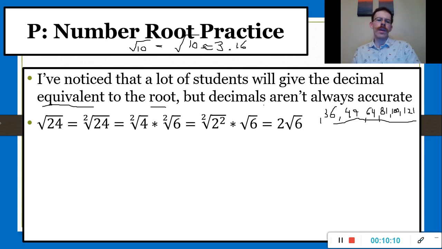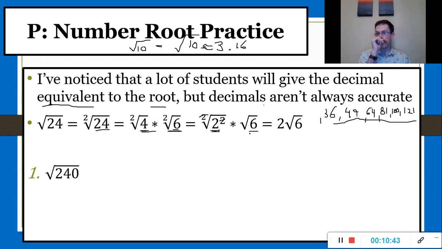Alright, there we go. Like 24? 24 doesn't have a perfect square root, but I do know that 24 is the product of two roots. What's 4 times 6? 24, right? And while 6 doesn't break down evenly, we know 4 does. The square root of 4 is 2. So the square root of 24 is 2 times the square root of 6.